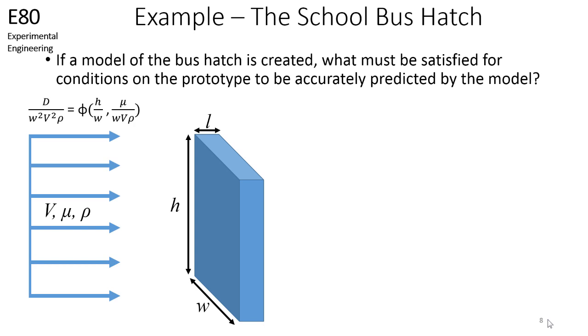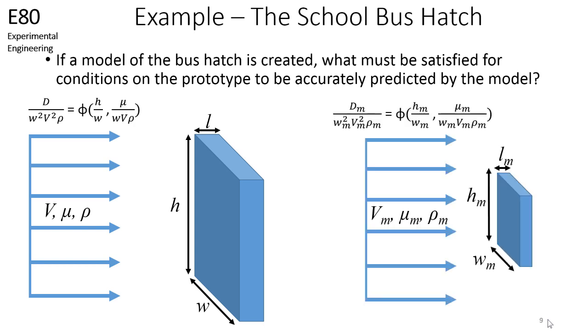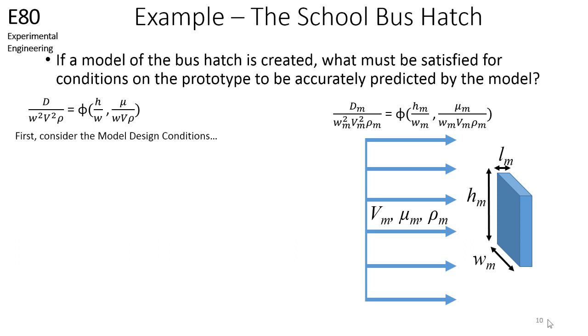Pi sub 1 is the drag force divided by the product of width squared, velocity squared, and density. Pi sub 2 is the height of the hatch divided by the width of the hatch. Pi sub 3 is the viscosity divided by the product of width, velocity, and density. All three of these pi terms are dimensionless. The model of this hatch has its own pi terms. Here you can see that the model's variables are denoted with a subscript m.